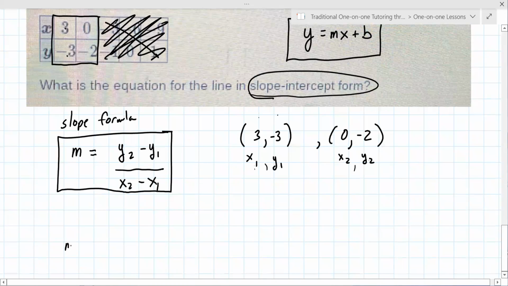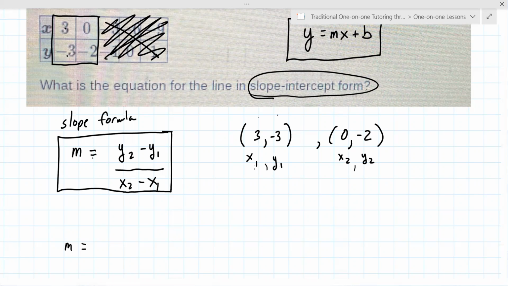Okay, so we're going to calculate the slope. What is the value of Y2, Jeremiah? The value of y2 is 2. You're over here on the right. If you wrote this down, negative 2.